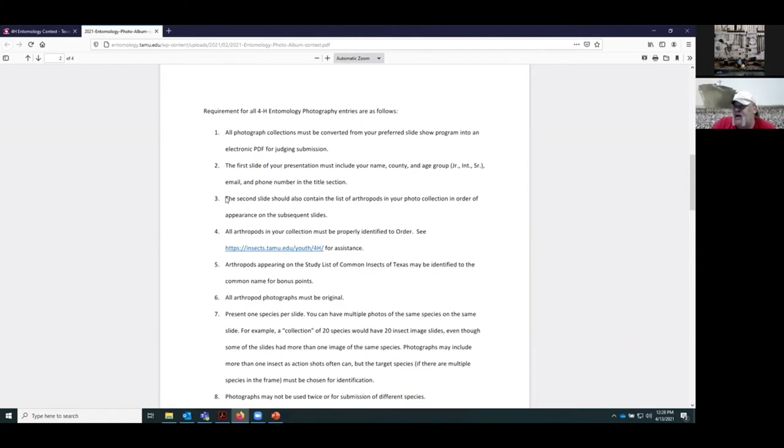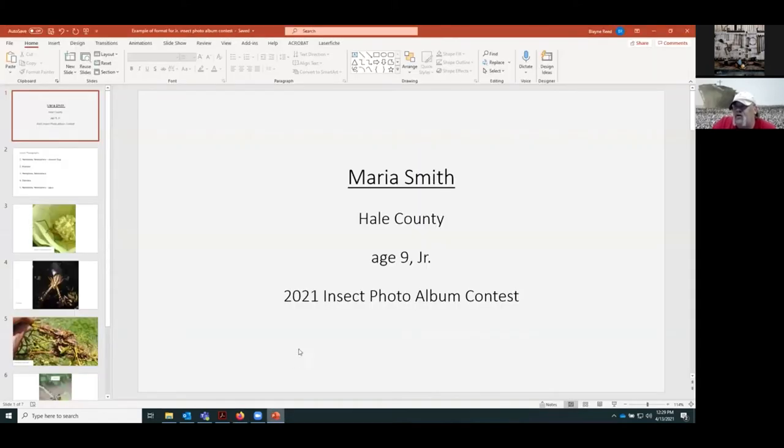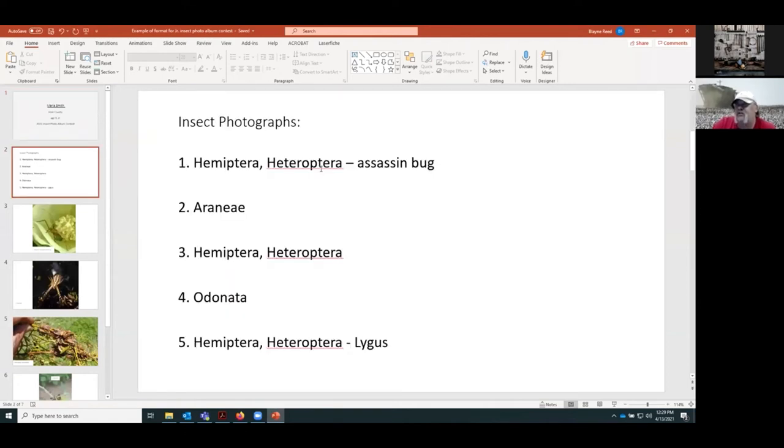The second slide needs to contain the list of your arthropods. Now, of course, you can take photos of spiders and pill bugs, scorpions, things like that, because they're in that same environmental niche as insects. So we don't want to exclude those. We need to know about all of these things. So here's your second slide. It should look something like this.